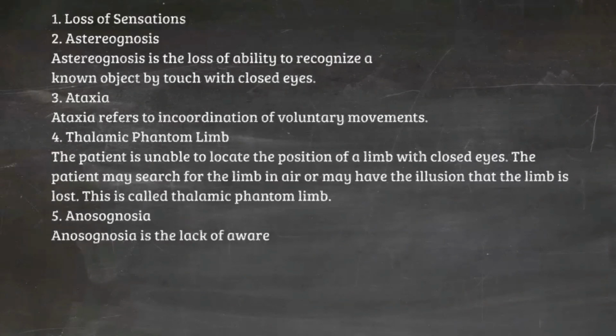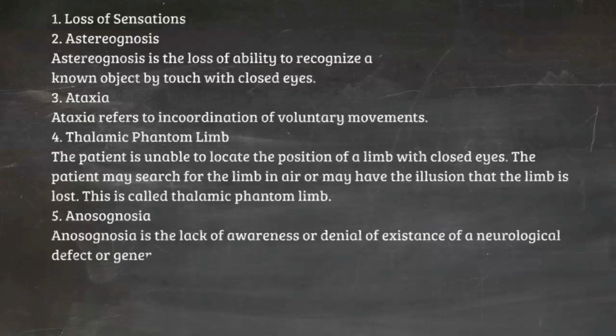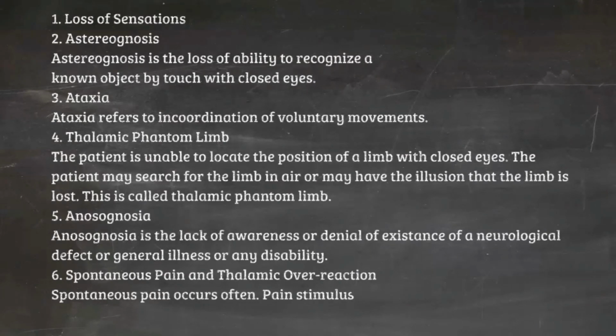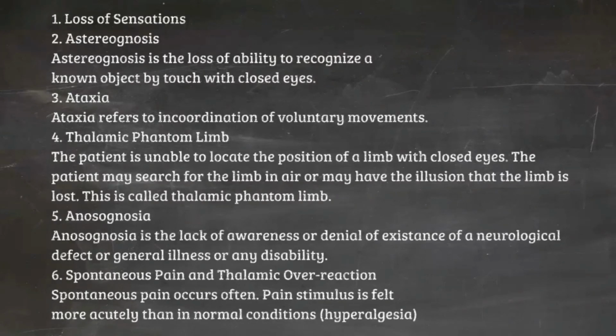5. Anosognosia. It is the lack of awareness or denial of existence of a neurological defect or general illness or any disability. 6. Spontaneous pain and thalamic overreaction. It occurs often. Pain stimulus is felt more acutely than in normal conditions. Hyperalgesia.